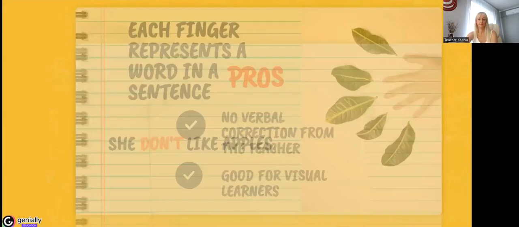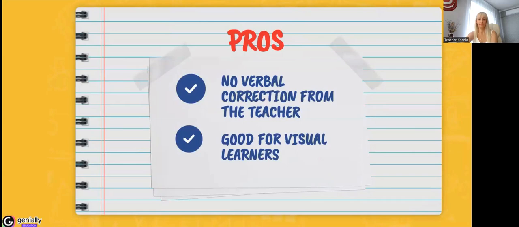Why is finger correction good? It often requires little to no verbal correction from the teacher. The focus is on the visual representation of the sentence structure, which can be really helpful for visual learners.